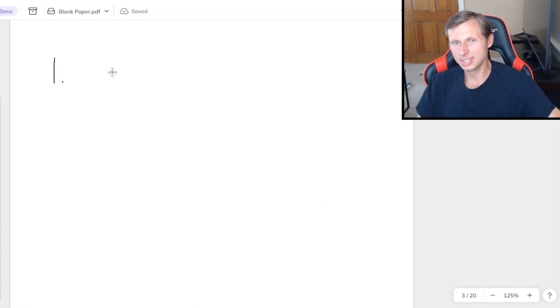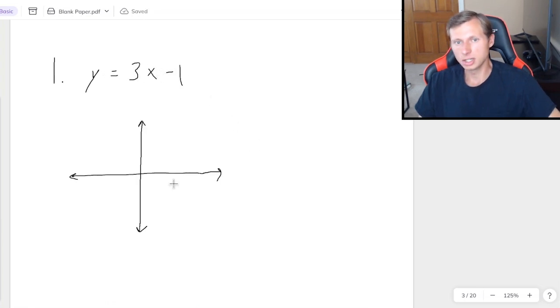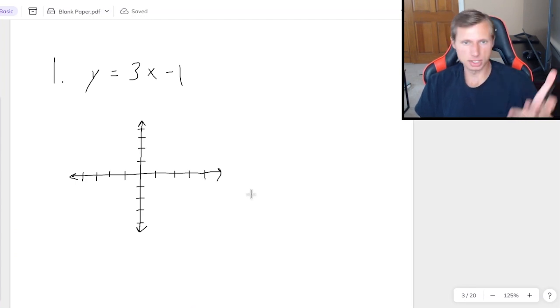For the first one, I want to graph y equals 3x minus 1. If you don't have graph paper, you can just put in your own tick marks. Just make sure they're evenly spaced. And I like to do about 4 tick marks in every direction, but you don't have to do 4, it's just a rule of thumb. So if you do want to give this one a try on your own, go ahead, pause the video. But if not, here's the solution.